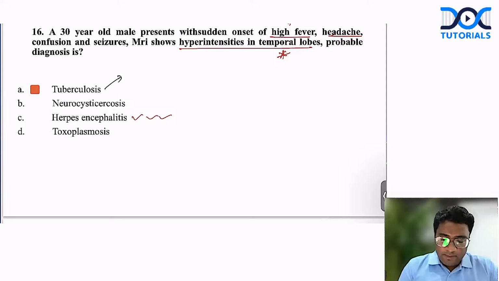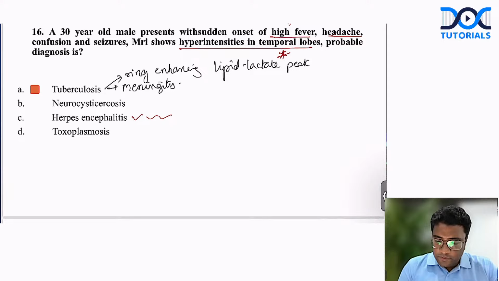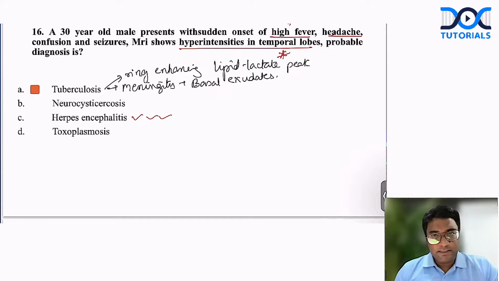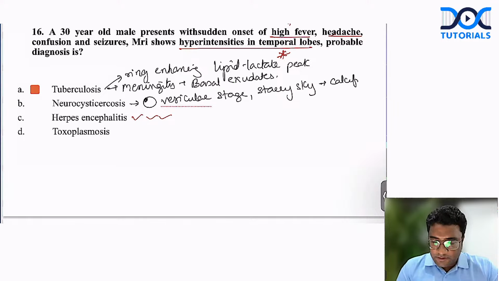Remember TB as ring enhancing lesions, tuberculomas, on MRI showing lipid lactate peak. TB meningitis would produce basal exudates, so look for these words and mark them. Tuberculous meningitis will show basal exudates, hydrocephalus, and infarcts. Neurocysticercosis, we got this in the INI-SET exam: cyst with a central scolex in the vesicular stage, and starry sky appearance in the calcific stage.